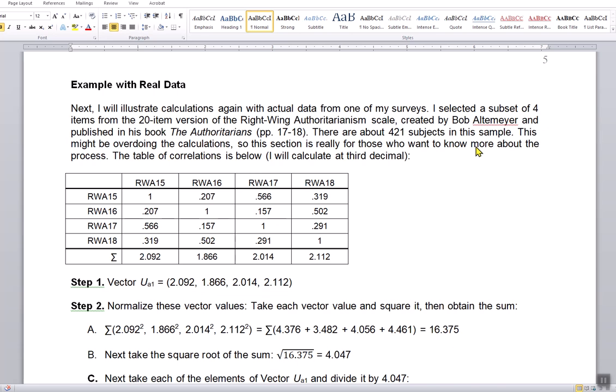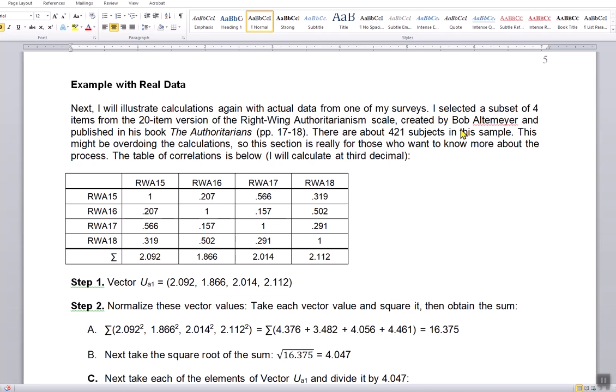He started developing the scale back in the late 1970s, and through the subsequent 20 or 25 years, he kept revising the scale to make it better. At one point, it was a 30 or 32 item scale. The first 2 items were what he called table setter items. Most recently, he's boiled it down to a 20 item scale, which is published in his book called The Authoritarians.